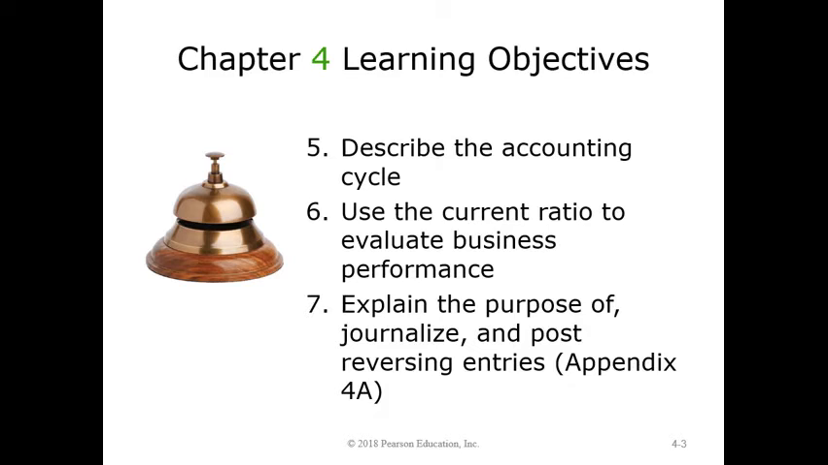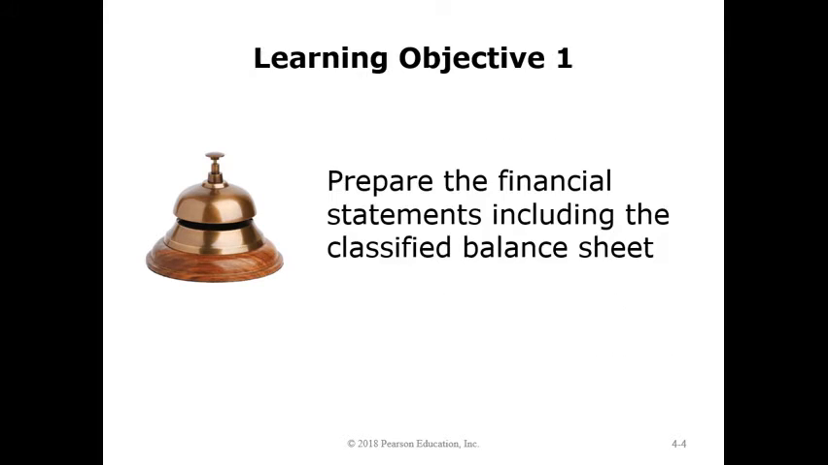Additionally, we're going to look at the accounting cycle, and we're going to utilize the current ratio to evaluate the business performance and explain the purpose of and journalize revising entries. This is an appendix, so we're not going to spend a whole lot of time on those revising entries because they're just not as common.